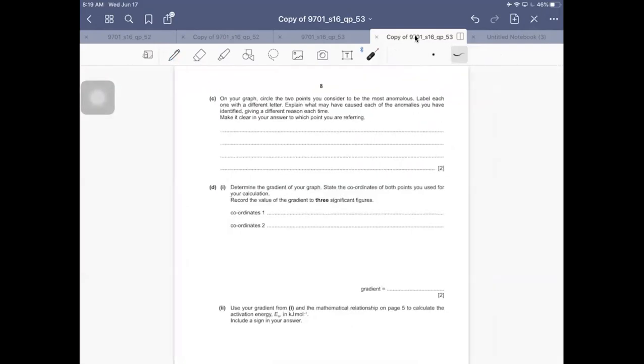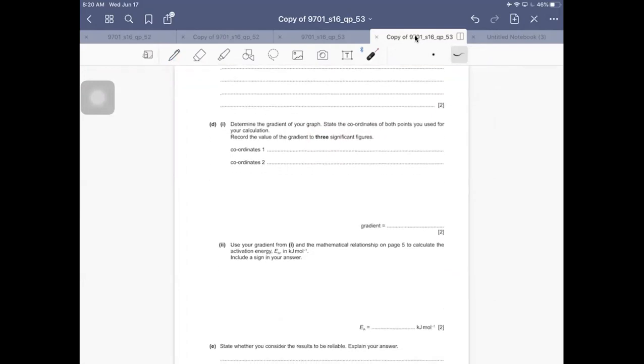Right, moving on. Determine the gradient of your graph, state the coordinates of both points, write down the coordinates, and record the value of the gradient to 3 significant figures. Okay, so I want you to do this. Follow the instruction: 3 significant figures, calculate the gradient, okay?